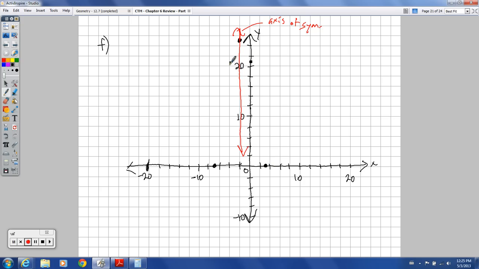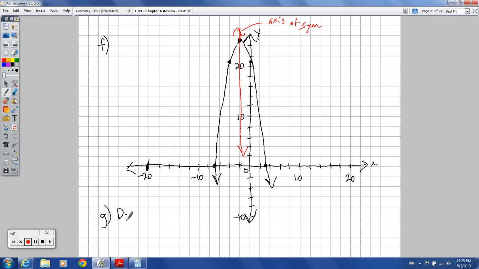And so this one would be symmetric here and here. We'd have another point right there. If I connect these, there's my parabola. There it is. And so that continues on forever in that direction and in this direction. And so that's the graph of that.